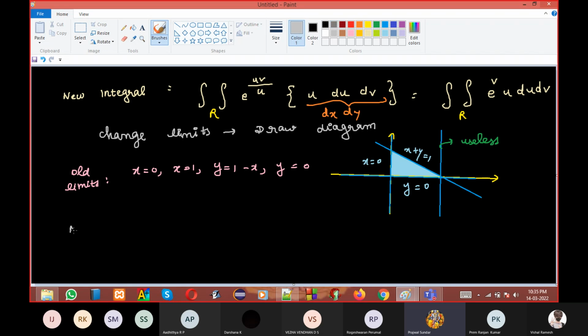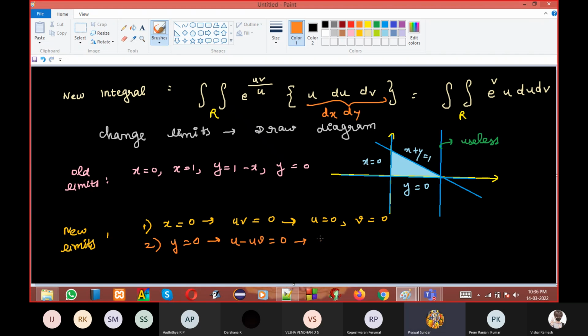Listen very carefully, I am now writing the new limits. Very important. What is x equal to 0? x is uv equal to 0, meaning u equal to 0, comma v equal to 0. Next, what is y equal to 0? y equal to 0 means u minus uv equal to 0. This will give you u equal to 0, comma v equal to 1. And the third line is x plus y equal to 1. x is uv plus u minus uv equal to 1. This will give you u equal to 1. Clear? Are these limits clear?